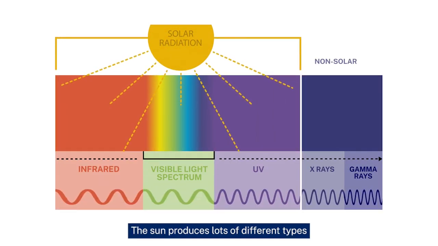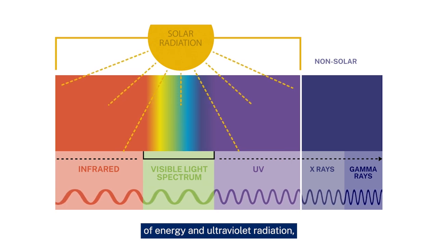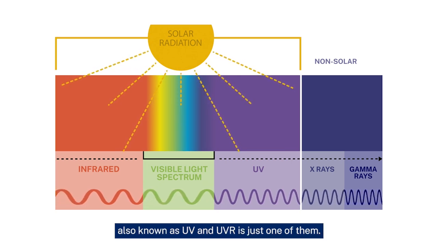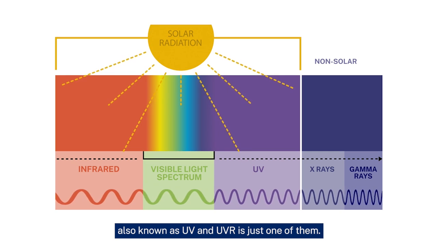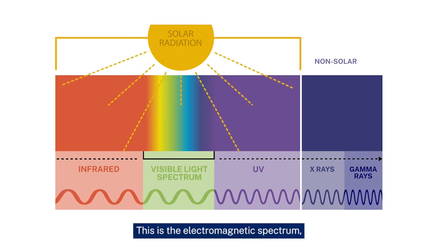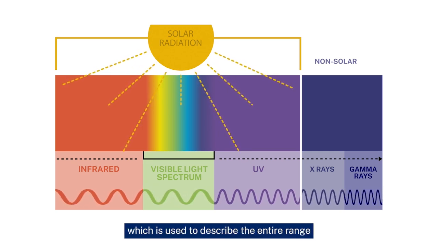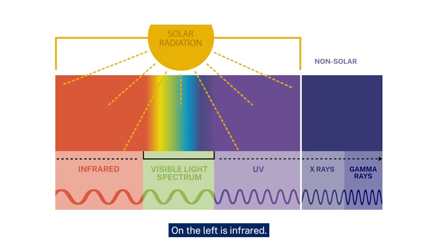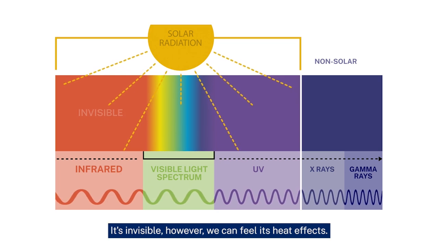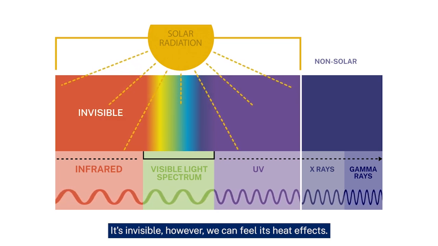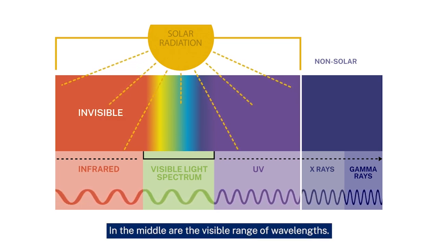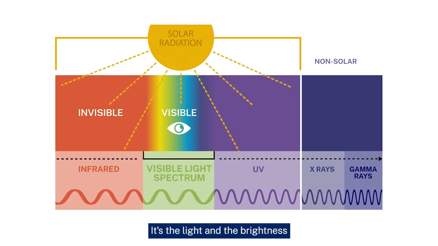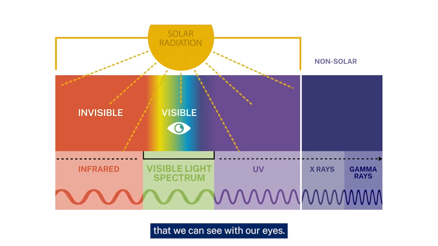The sun produces lots of different types of energy, and ultraviolet radiation, also known as UV and UVR, is just one of them. This is the electromagnetic spectrum, which is used to describe the entire range of solar-produced energy. On the left is infrared. It's invisible, however we can feel its heat effects. In the middle are the visible range of wavelengths. It's the light and the brightness that we can see with our eyes.